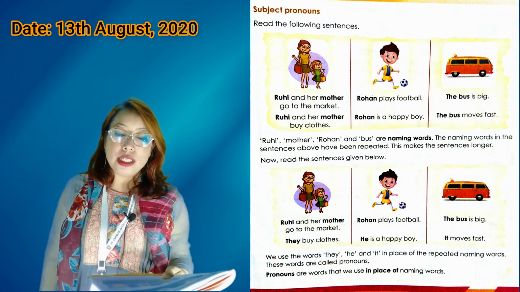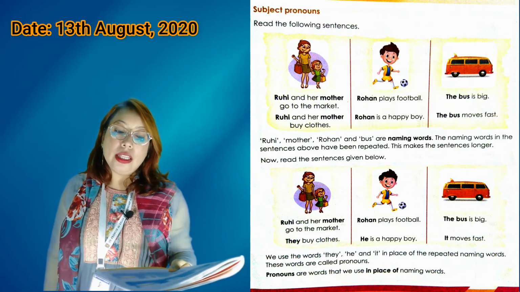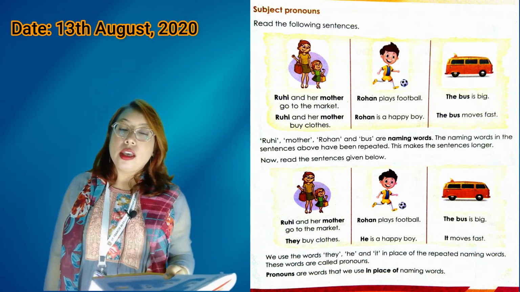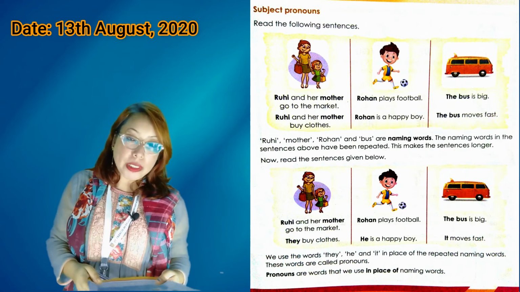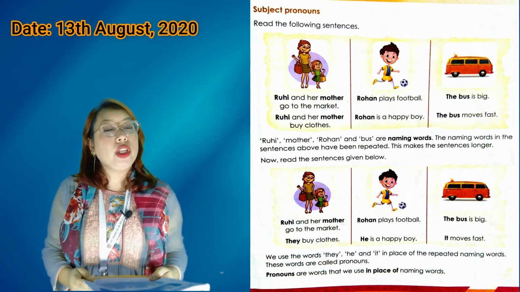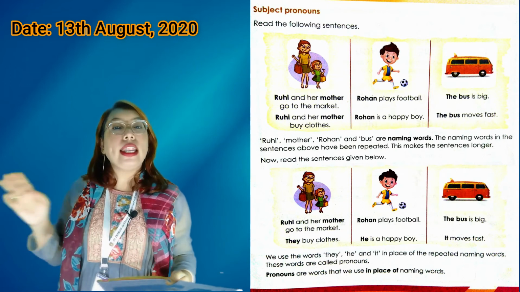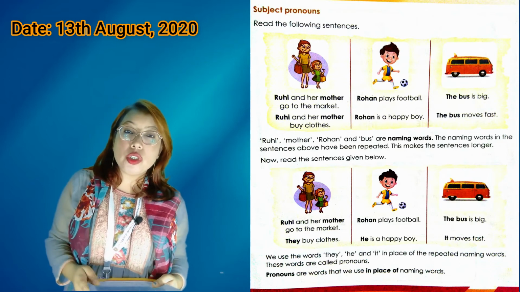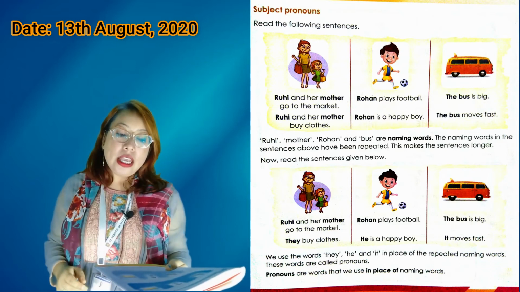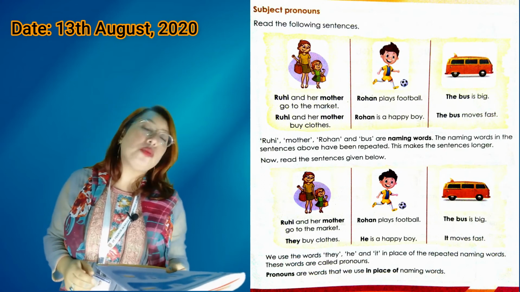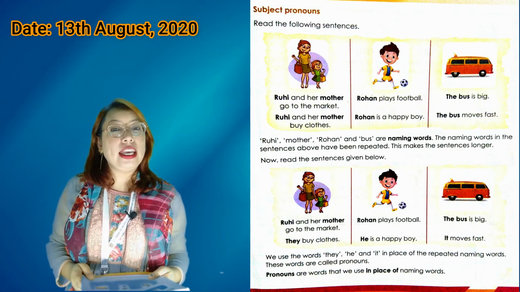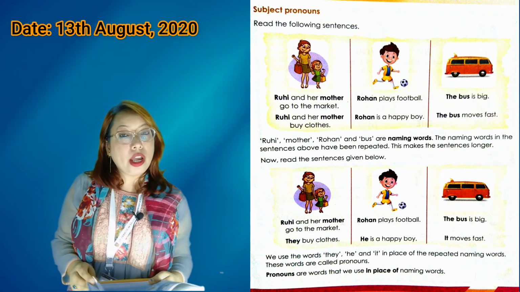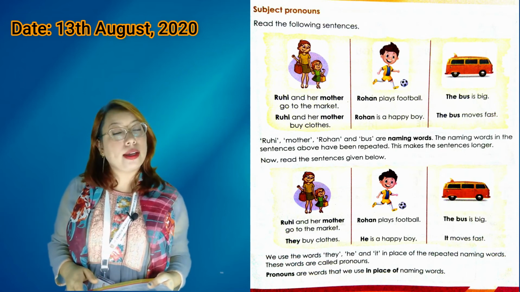One more example, students. The bus is big. The bus moves fast. So the bus is being repeated twice, no students? So what can we do? Which pronoun? I told you, for non-living things, for objects, which pronoun should we use? Yes, it. The bus is big. It moves fast. Yes, by now all of you have understood, right, what a subject pronoun is and when we should use a subject pronoun.